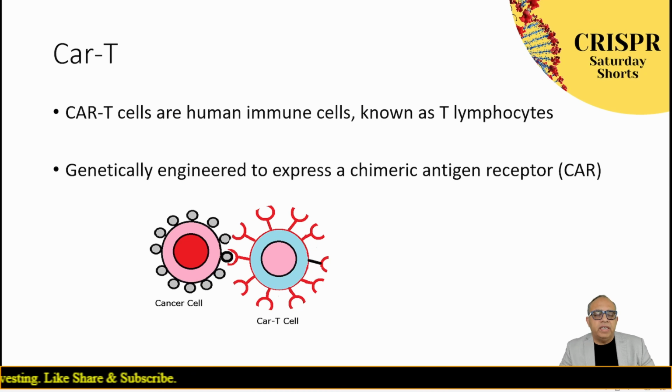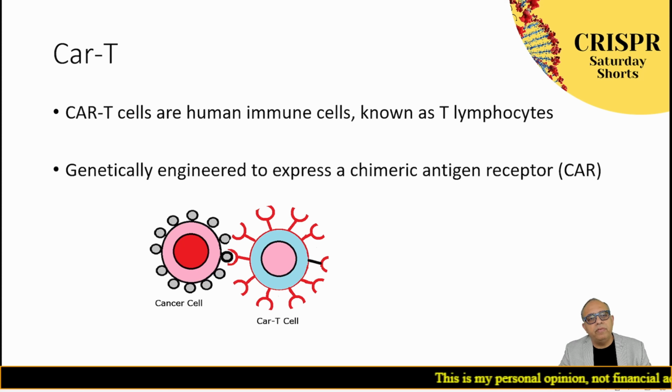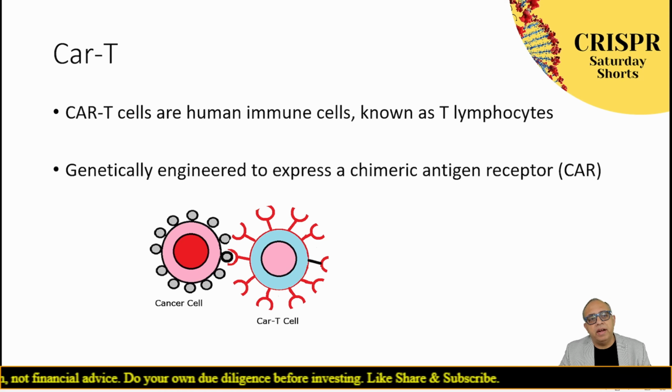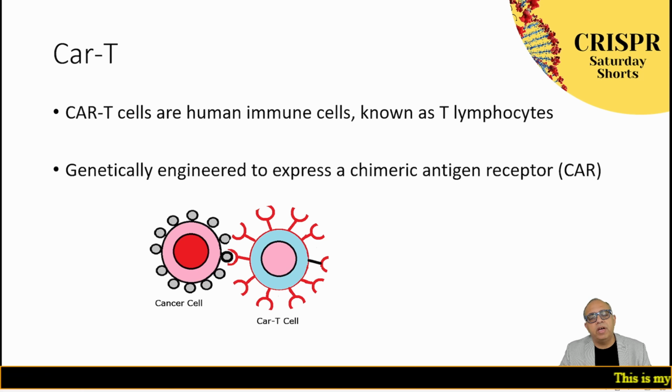Let's first get started with the CAR T cells. CAR T cells are human immune cells known as T lymphocytes, which have been modified. They have been genetically engineered to express a chimeric antigen receptor, that is the CAR, and that's an artificial receptor that can recognize specific types of cancer. Genetically altering T cells to express a CAR enables the immune system to target and destroy cancer cells. So that's a summary of how CAR T cells are explained.